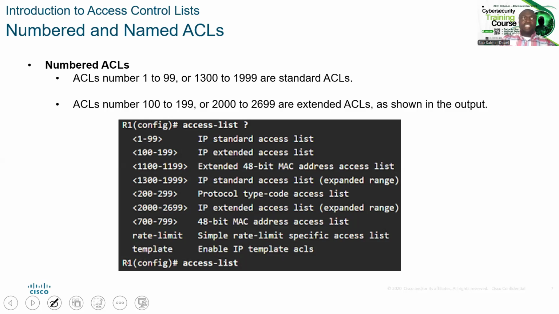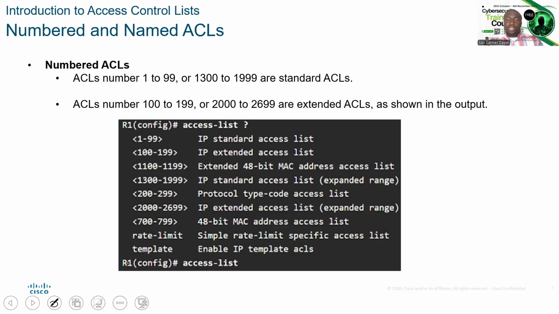When you say numbered, it means that when you are configuring this access list, you are just using numbers to identify the lists. If you say named, that means you're using names to specify the lists. So you can have a numbered access list of standard and extended. You can have a named access list of standard and extended.